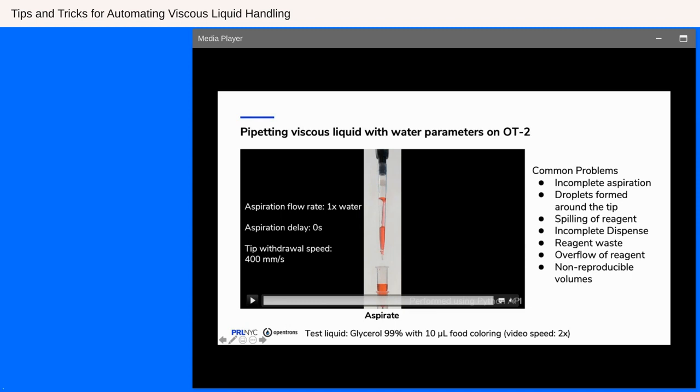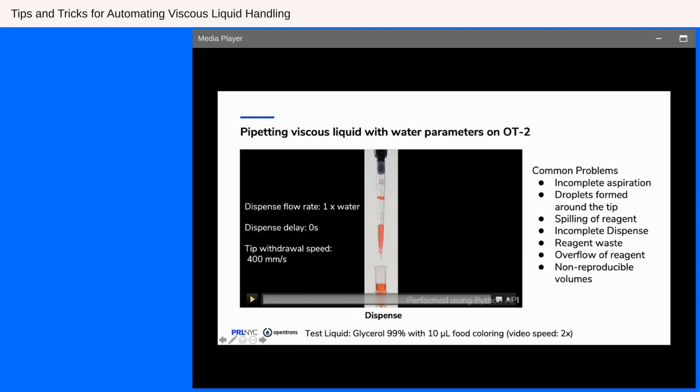Now, let's look at what happens if you're going to dispense the same liquid. So when we insert the tip, we can see that a lot of liquid was wasted around the walls, and the tip is not completely dispensed. There was wastage of reagent and overflowing reagent, and such volumes are non-reproducible.